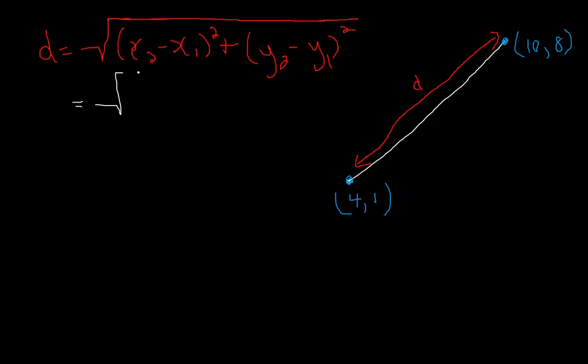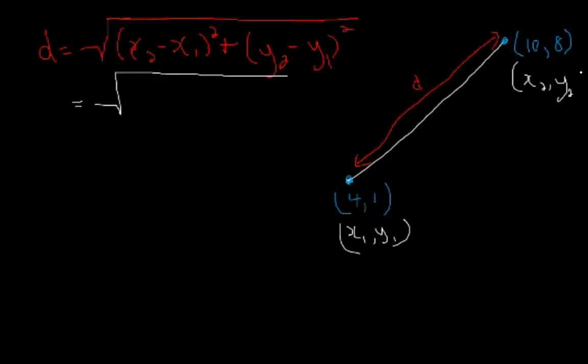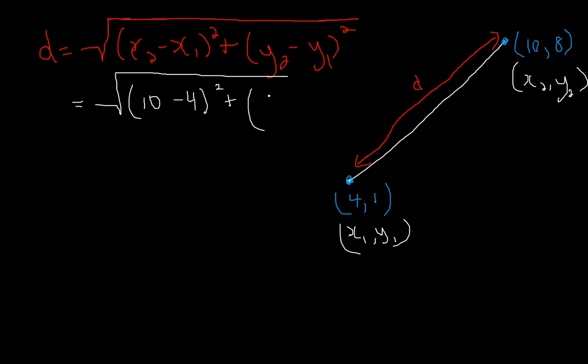So say this is x1, this is y1, this is x2, this is y2. x2 is 10. So 10 minus x1, which is 4, squared, plus y2, which is 8, minus y1, we said y1 is 1, squared.